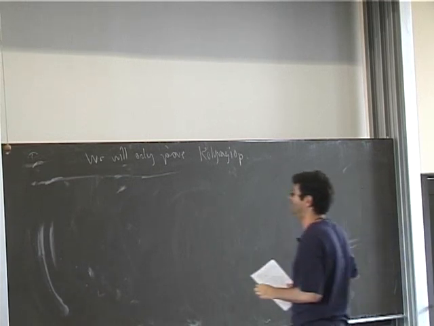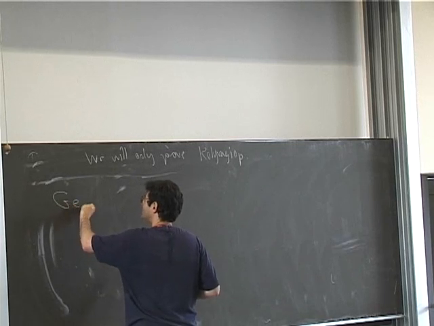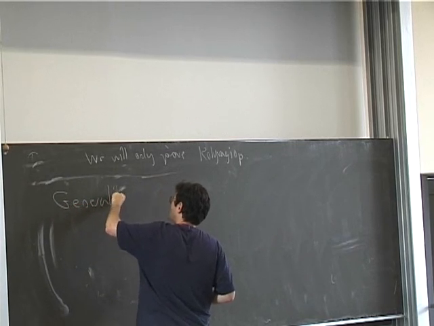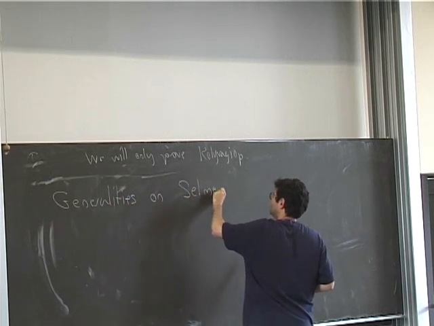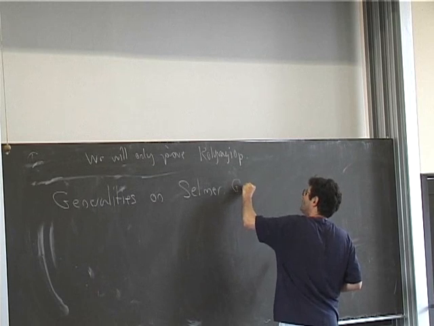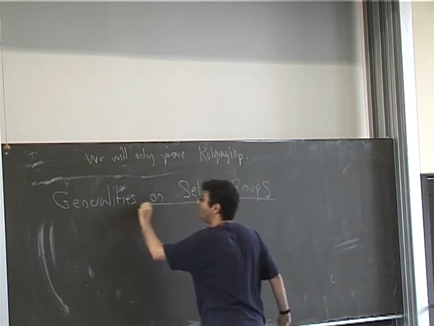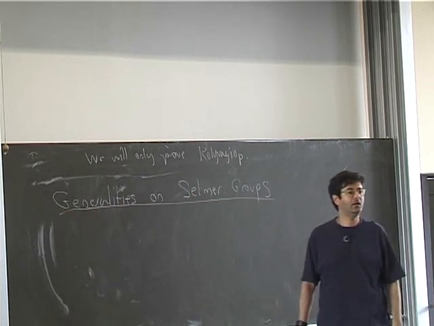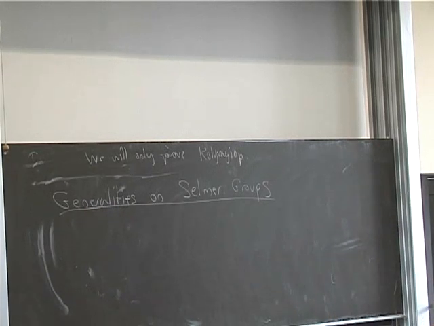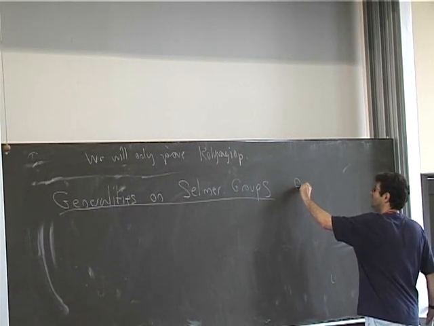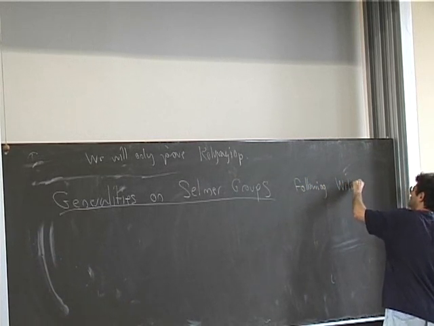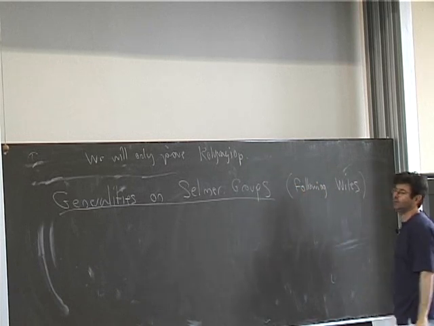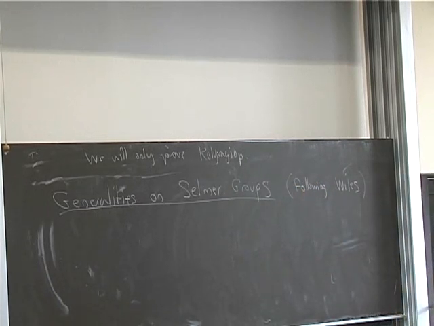Okay, so to explain the proof, I'm going to first begin by giving you a general approach to bounding the order of Selmer groups. So, generalities on Selmer groups. And here I'm going to adopt a presentation following Wiles' paper, which of course came after Kolyvagin, but I'll follow that presentation, okay?